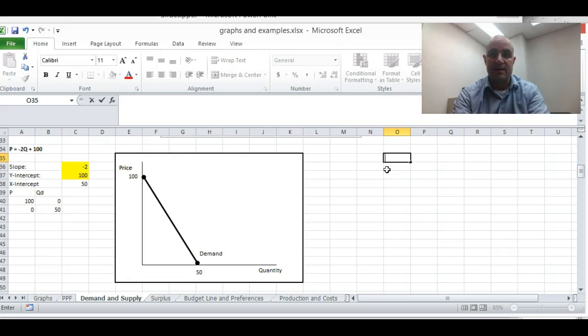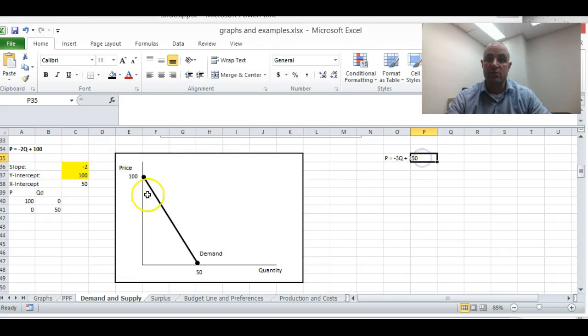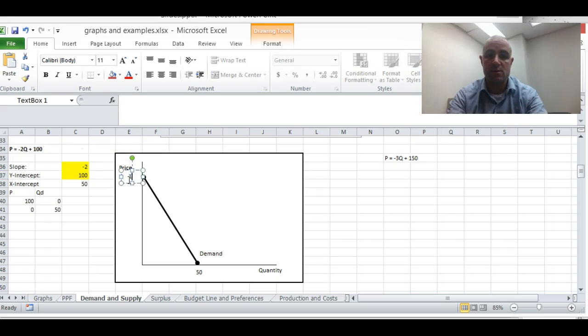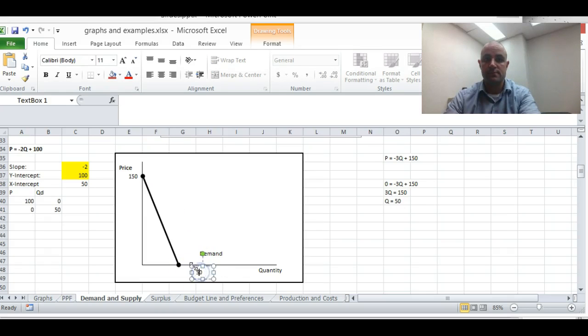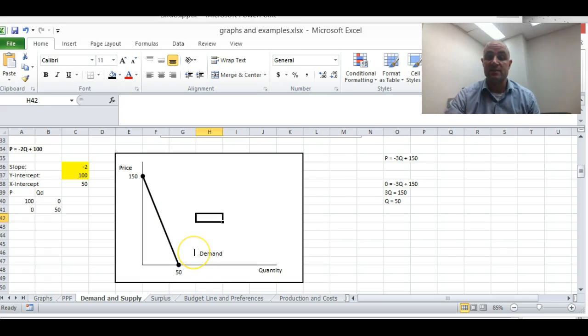If, for example, let's say that demand is price equals minus 3Q plus 150. Again, to find where it crosses the price axis, set quantity equal to 0. And so we have minus 3 times 0 is 0, and so it crosses here at 150. And to find where it crosses the quantity axis, set price equal to 0. So you have 0 equals minus 3Q plus 150. If you add 3Q to both sides, you get 3Q equals 150. And if you divide both sides by 3, you get Q equals 50. So you have 150 and 50, where the slope of this line is minus 3.